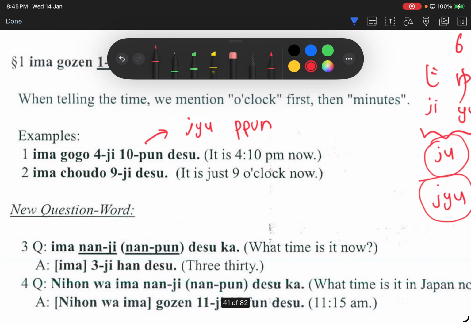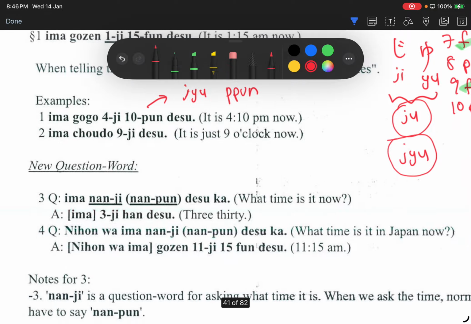Okay, number 2. 今ちょうど9時です. Right? We don't pronounce it as Q. It's kuji, the second alternative reading. Then we want to say just 9 o'clock. ちょうど simply means just, like exact. In Chinese we say 刚好. We say just. New question word.